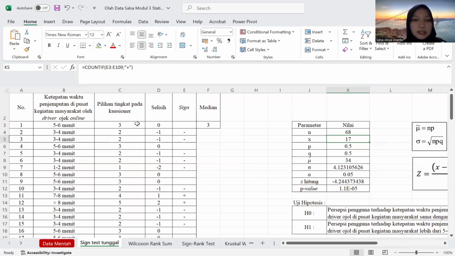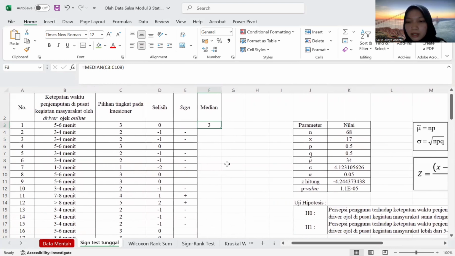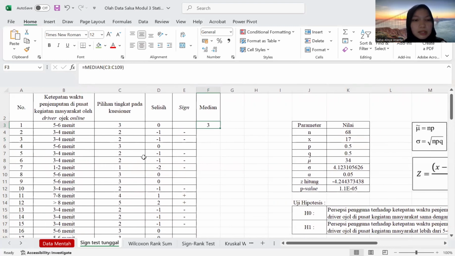For an example of the use of the sign test, we can see here the data that we use is the scale value given by customers to the punctuality of pickup times at community activity centers by online motorcycle drivers. After we know the data that we want to use, we calculate the median, or the middle value, of the data. This median will be used in the hypothesis and null hypothesis.